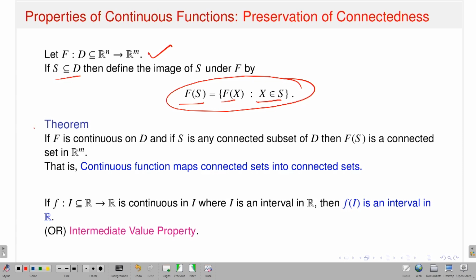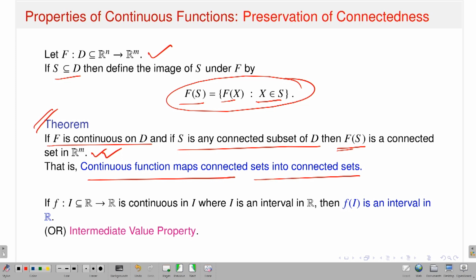What is my theorem? This is a very nice theorem. It says that if I have a continuous function on D and if S is any connected subset of D, then the image set, that means f of S, is also connected in Rm. So continuous image of a connected set is connected. So continuous functions map a connected set into a connected set.